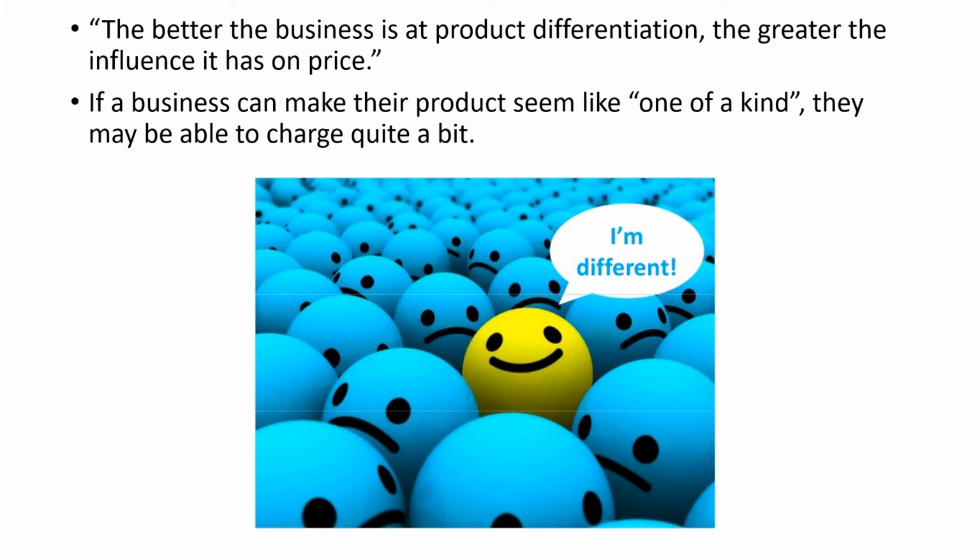A couple more quotes. The better a business is at product differentiation, the greater the influence it has on price. So the more different that a product can seem or make itself or advertise itself, the more likely it's going to be able to set its own price at a higher price. Again, if a business can make their product seem like one of a kind, they can charge potentially quite a bit more than something that might be exactly the same, but doesn't have that different feel.